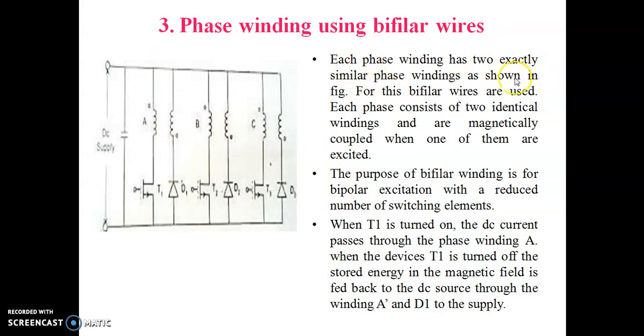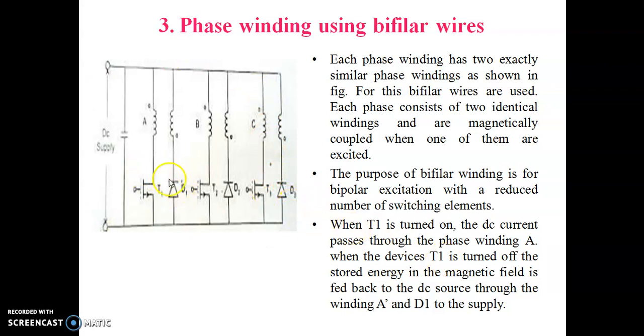Each phase winding has two exactly similar windings as shown in the figure. For this, bifilar wires are used. Each phase consists of two identical windings and they are magnetically coupled when one of them is excited. The purpose of bifilar winding is bipolar excitation with a reduced number of switching elements. In this case, the switches used are only 3 and the diodes are also only 3. So the number of diodes and the switching devices is reduced compared to the previous 2 types.